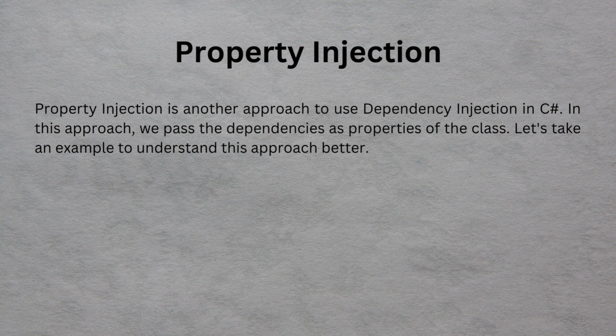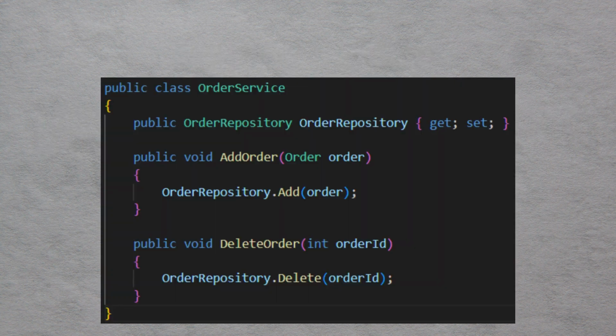Property injection. Property injection is another approach to use dependency injection in C#. In this approach, we pass the dependencies as properties of the class. Let's take an example to understand this approach better.